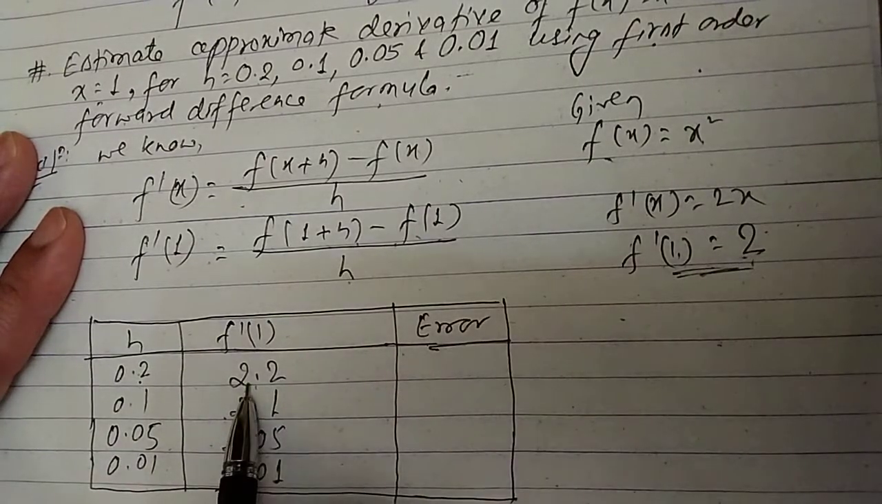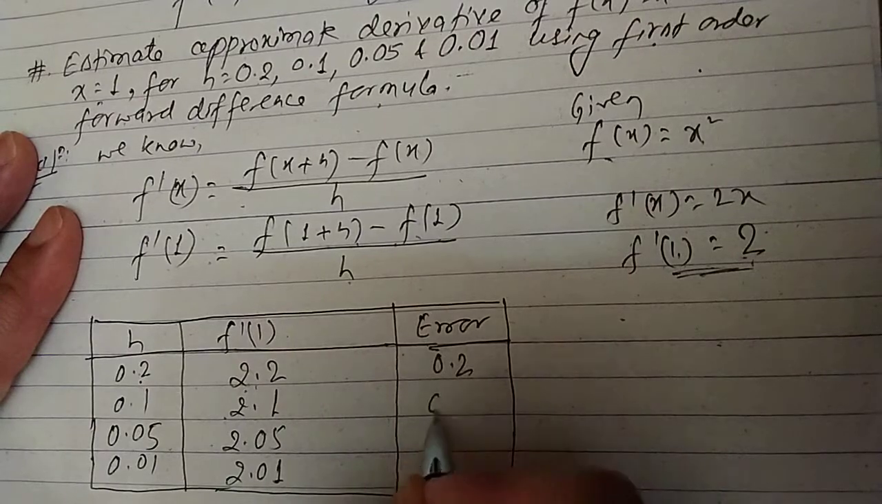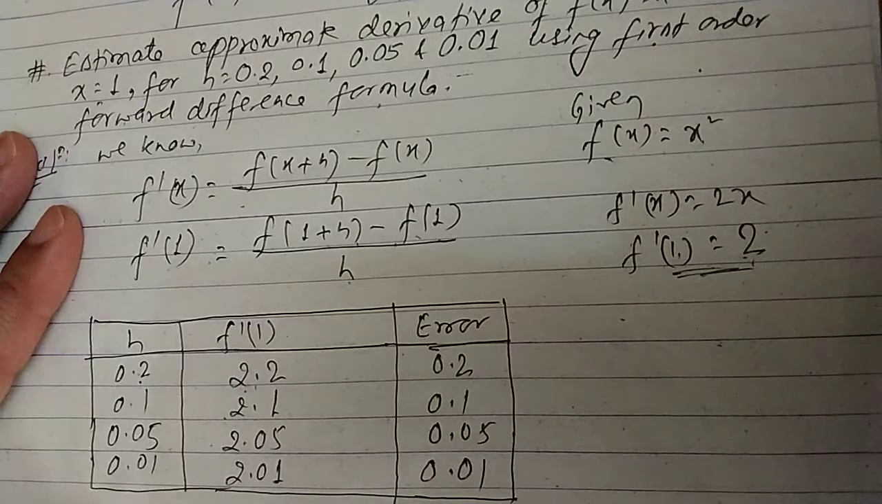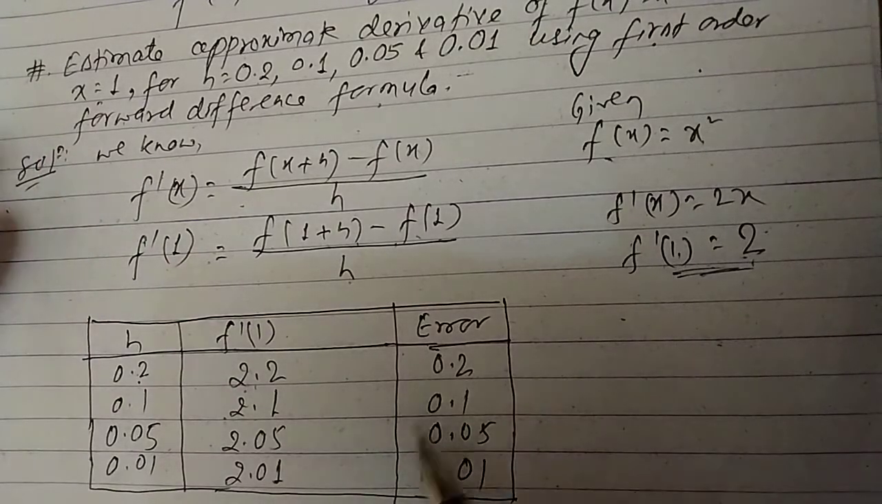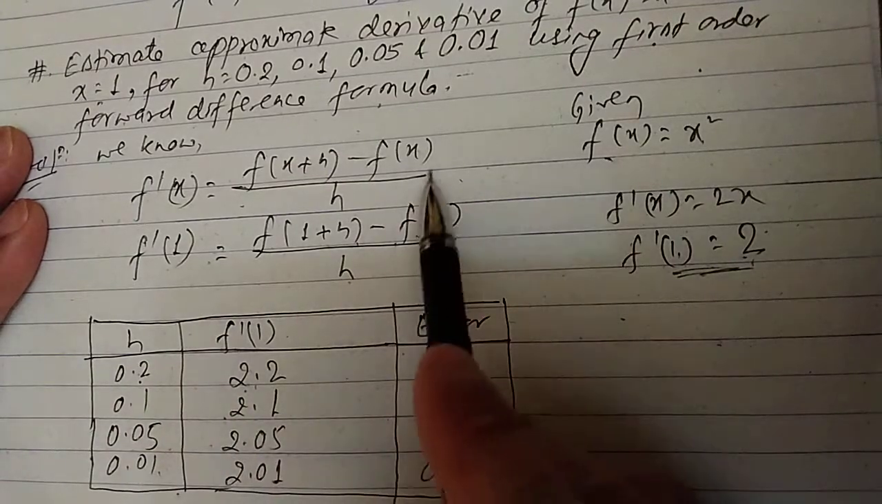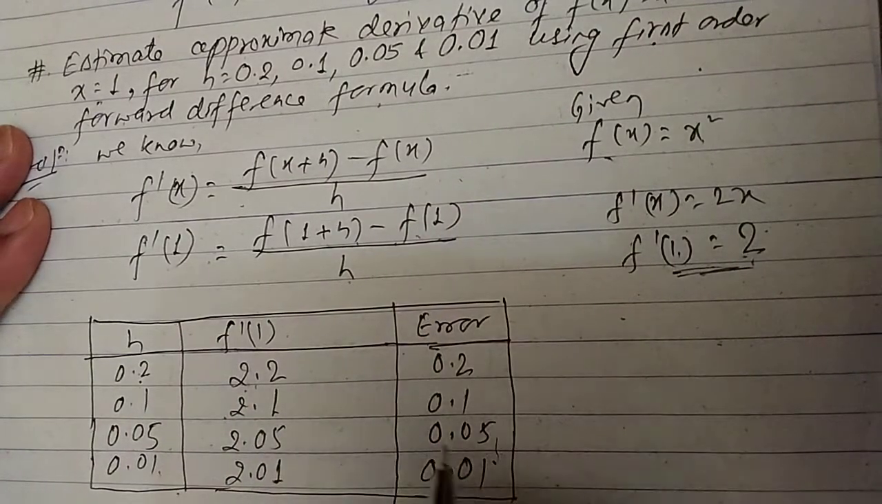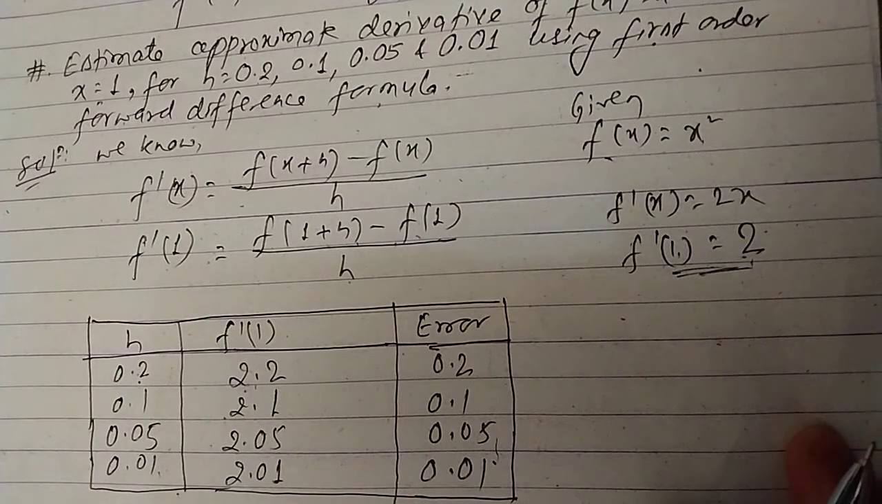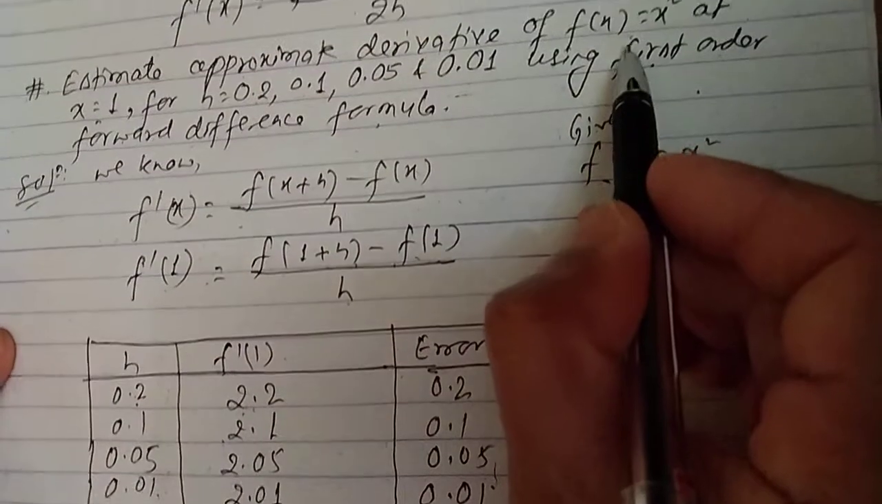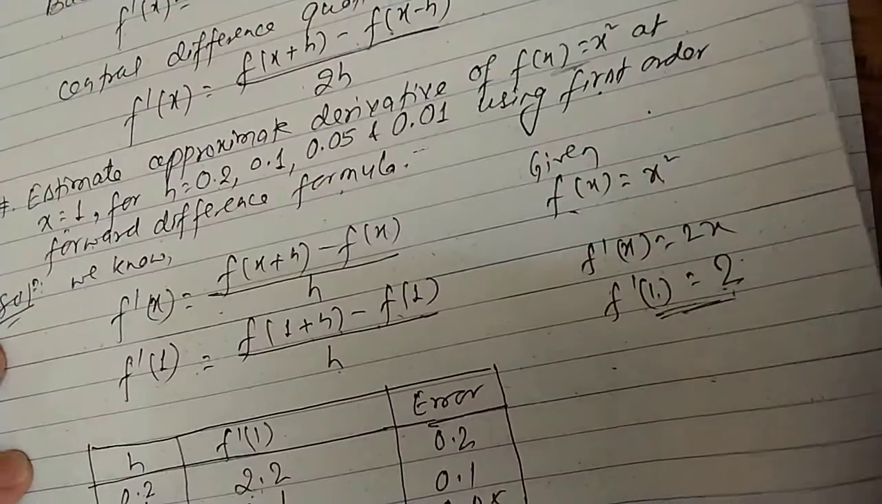When we take the difference with the exact value, what is the error? It is 0.2 in this case, 0.1 in this case, 0.05 in this case, 0.01 in this case. So what you see here is that the error gets reduced as you take a smaller value of h. The smaller the difference in x you take, the smaller the error. So this is one example of a first order derivative for a continuous function, where the function f of x is given in the question.